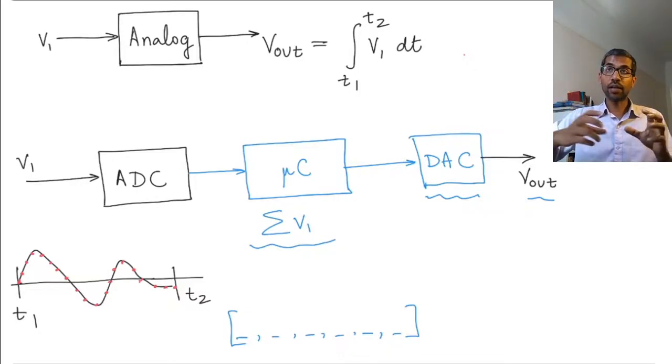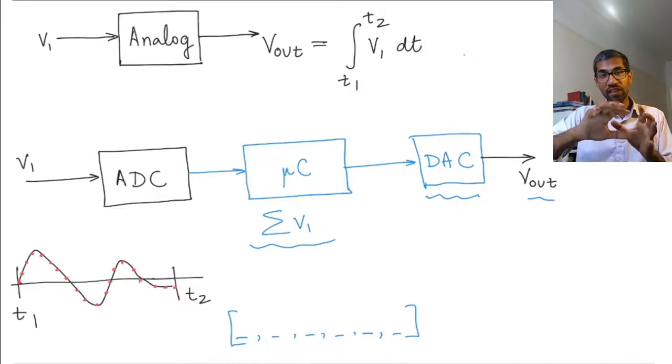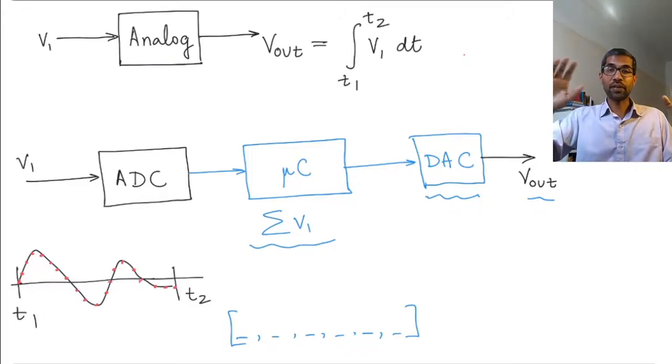And once you do this processing, you just convert it into an analog value, and you have the signal that is digitally processed, but it has the output as the same as that of the analog circuit.